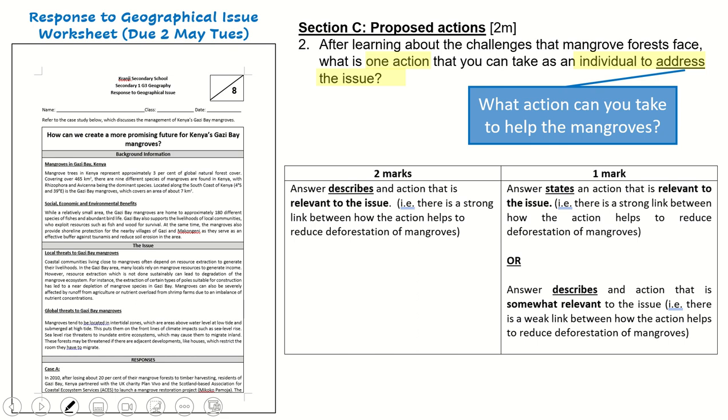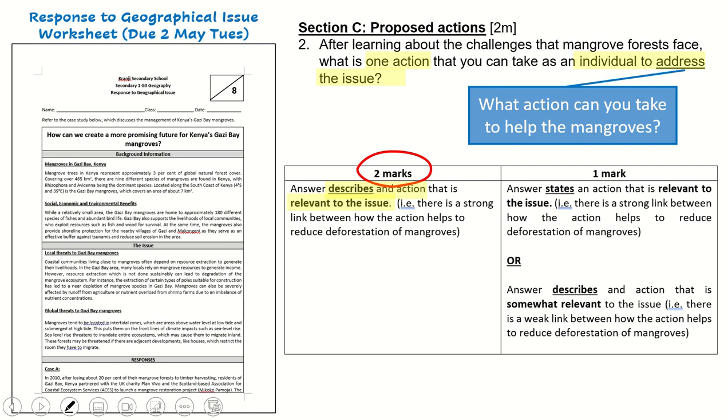Again, this is a level of response marking. Of course, you're aiming for 2 marks, and your answer will describe what your action is. And this action that you take is very relevant to the issue. There is a strong link between how your action can help to reduce the deforestation of mangroves. Your action must be with your hands and with your mouth, not just by thinking about it. Thinking about it is not an action. Thinking in your heart is also not an action. Loving the mangrove with your heart is also not an action. It must be an action.